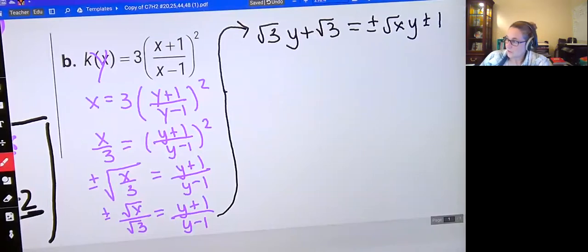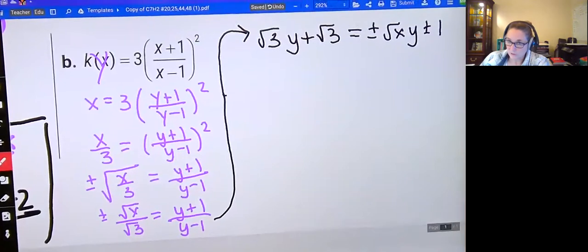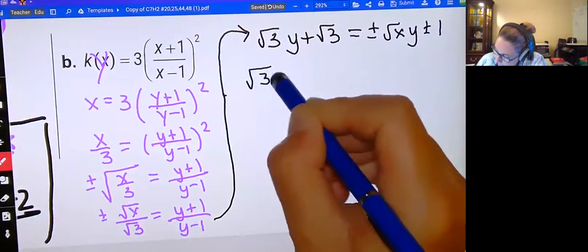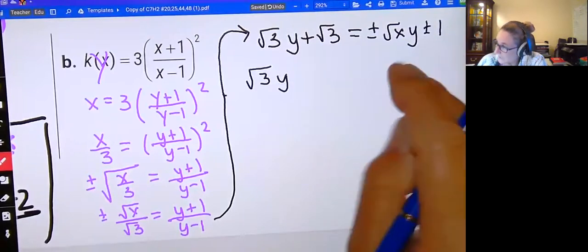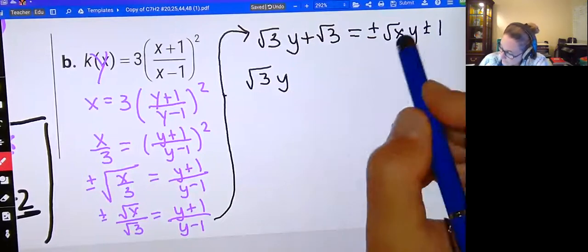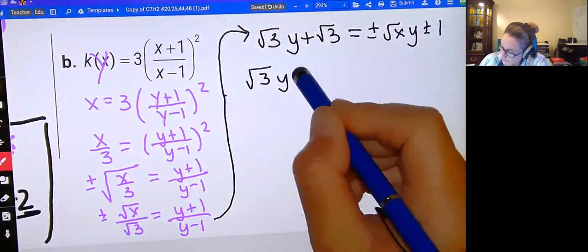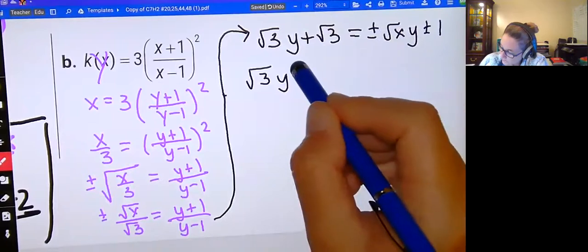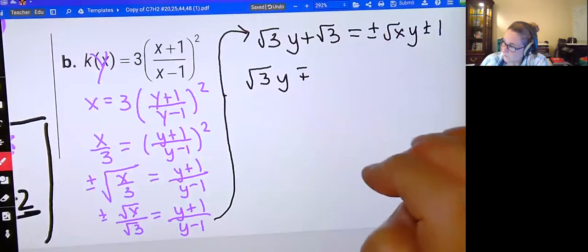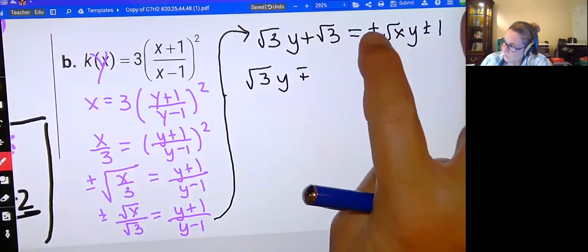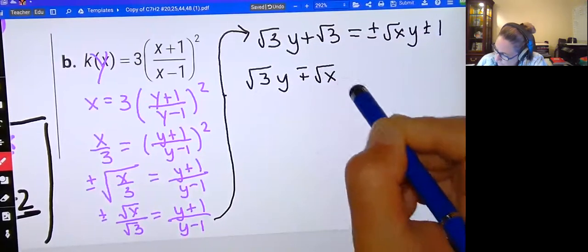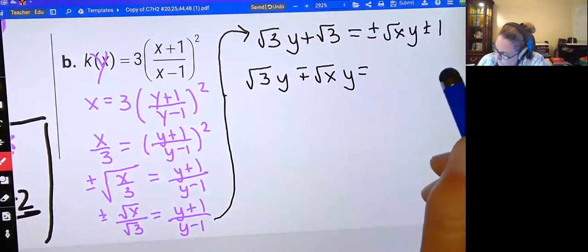Now what I'm going to do is I'm going to try to get my y's on one side and everything else on the other side. So let me keep my root 3 y here. And I'm going to bring this over. So that is going to be kind of like what was a plus is now a minus, if you want to think about it like that. But again, there's still going to be a positive negative. But this is now going to be negative and this is now going to be positive. And I get root x times y equals.